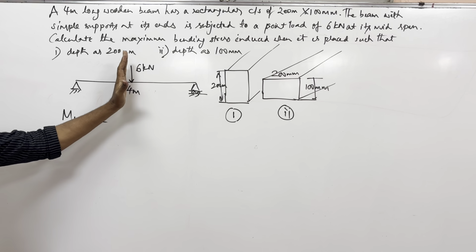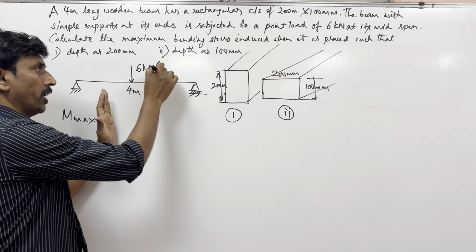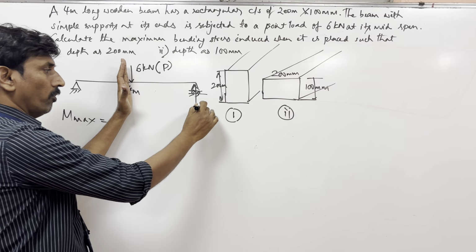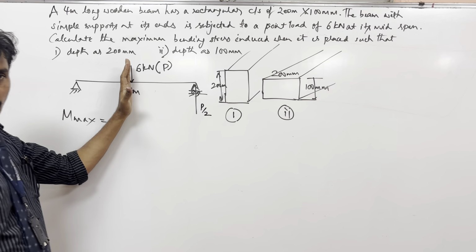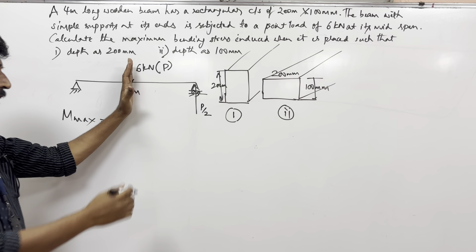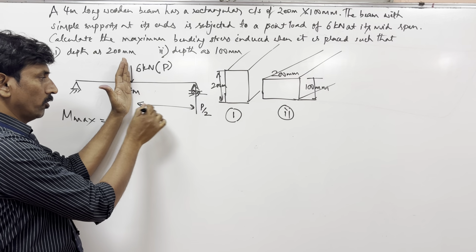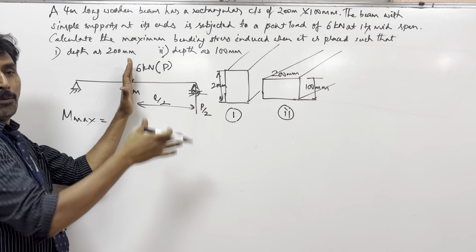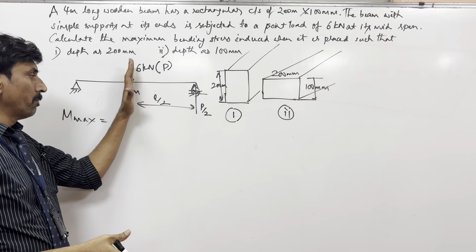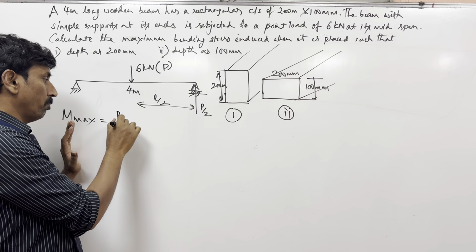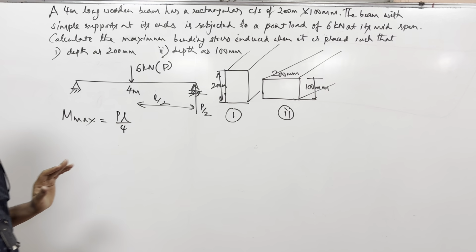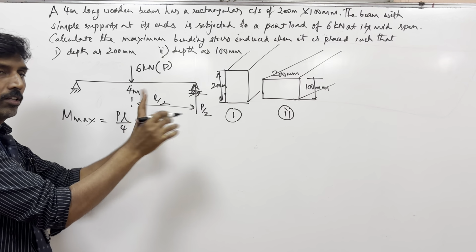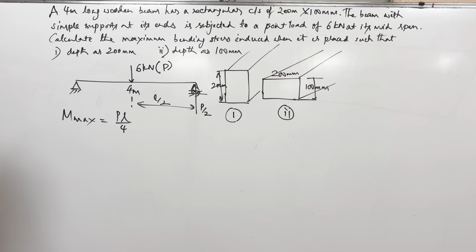Last time you saw that, suppose this is P, then each reaction will be P by 2. So P by 2 into L by 2 will be the maximum bending moment. So that will be equal to PL by 4. You need to remember this. Otherwise, if you can conceptualize it like this and do it, it's okay. Max is PL by 4.